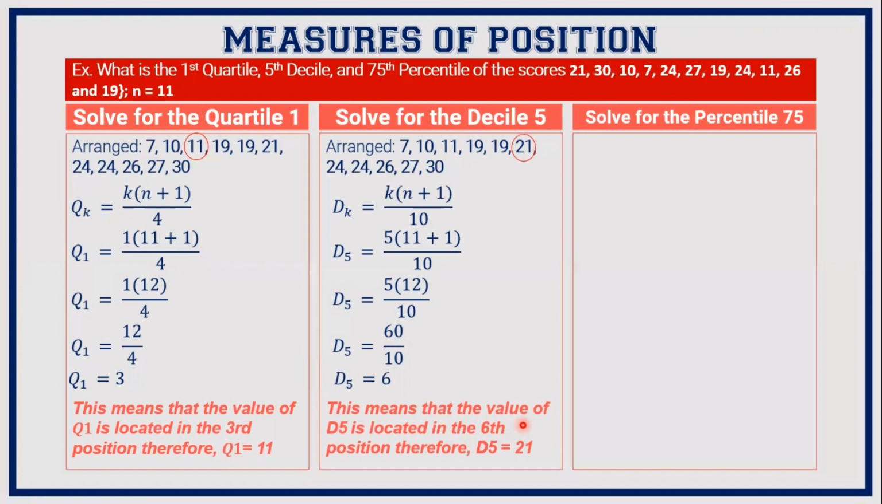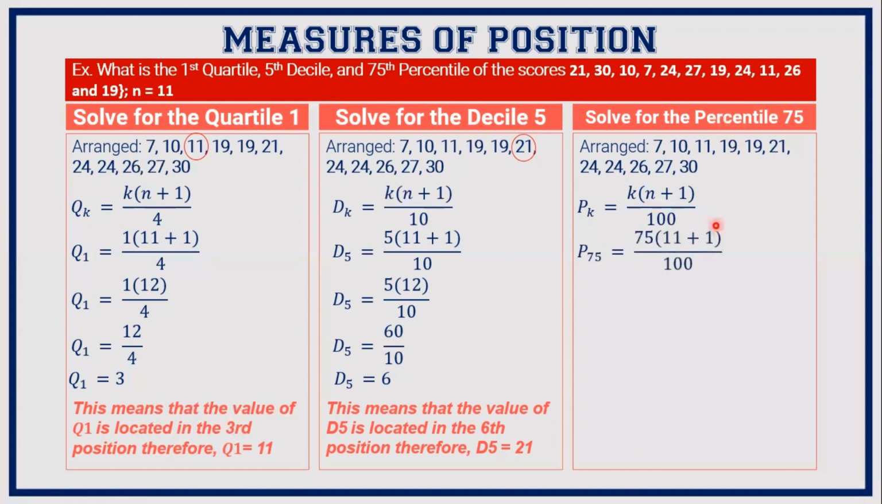Next, solve for the percentile 75. So again, arrange the data in ascending order and apply the formula for finding the percentile of ungrouped data. P sub k equals k times the quantity of n plus 1 all over 100. 100 because we're looking for the percentile. Next, substitute. So we'll look for the percentile 75. So substitute 75 to k.